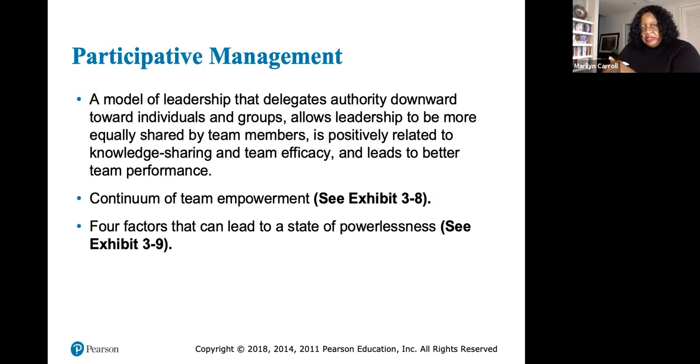Participative management is a model of leadership that delegates authority downward towards individuals and groups. It allows leadership to be more equally shared by team members. And it's positively related to knowledge sharing and team efficacy and leads to better team performance, believe it or not. Participative management: I participate, I'm going to be a part, we're going to get this done.